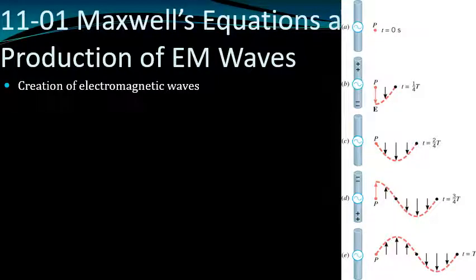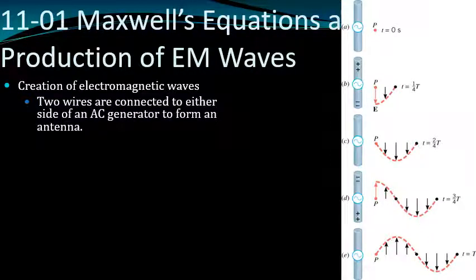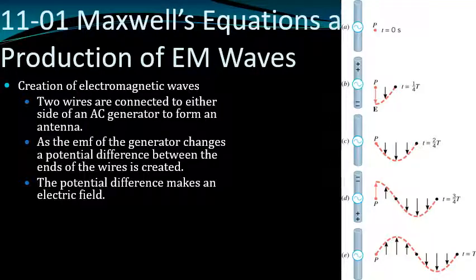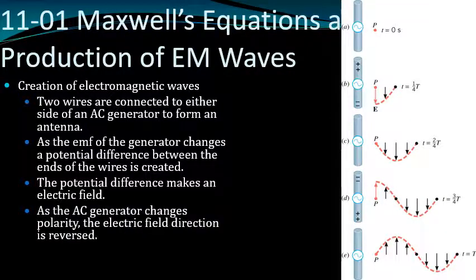Creation of electromagnetic waves. 2 wires are connected to either side of an AC generator to form an antenna. The EMF, or voltage, produced by the generator creates a potential difference between the ends of the wires. That makes an electric field, and it moves away from the wires at the speed of light, and then it changes direction and the electric field changes direction. And then that electric field moves away from the wires at the speed of light.